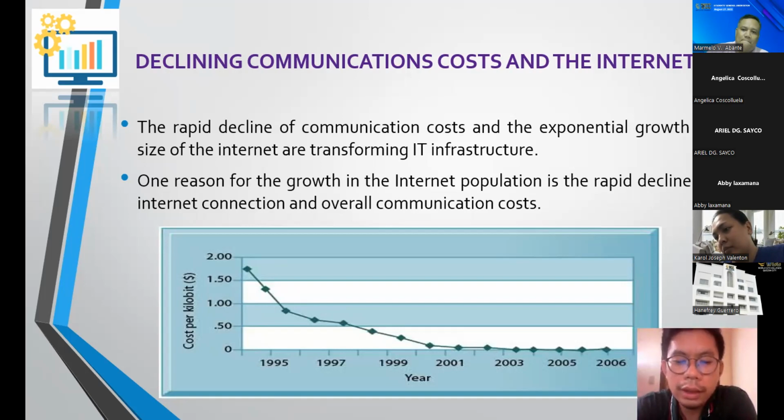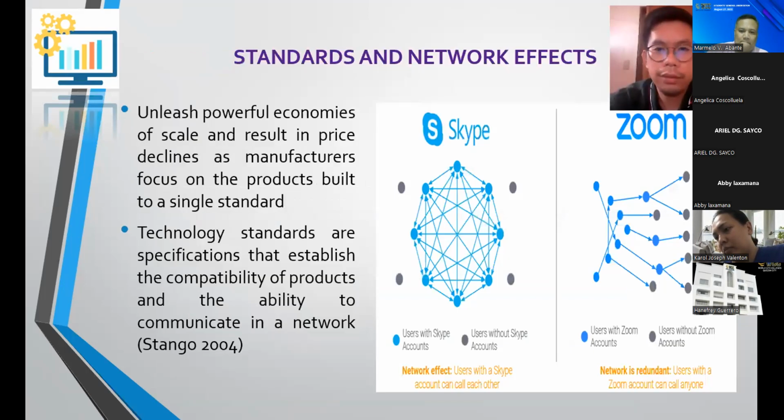So firms nowadays are greatly focusing on expanding their internet connection, including wireless connectivity, and expanding the power of their client-server networks, desktop clients, and mobile computing devices. Standard and network effects.